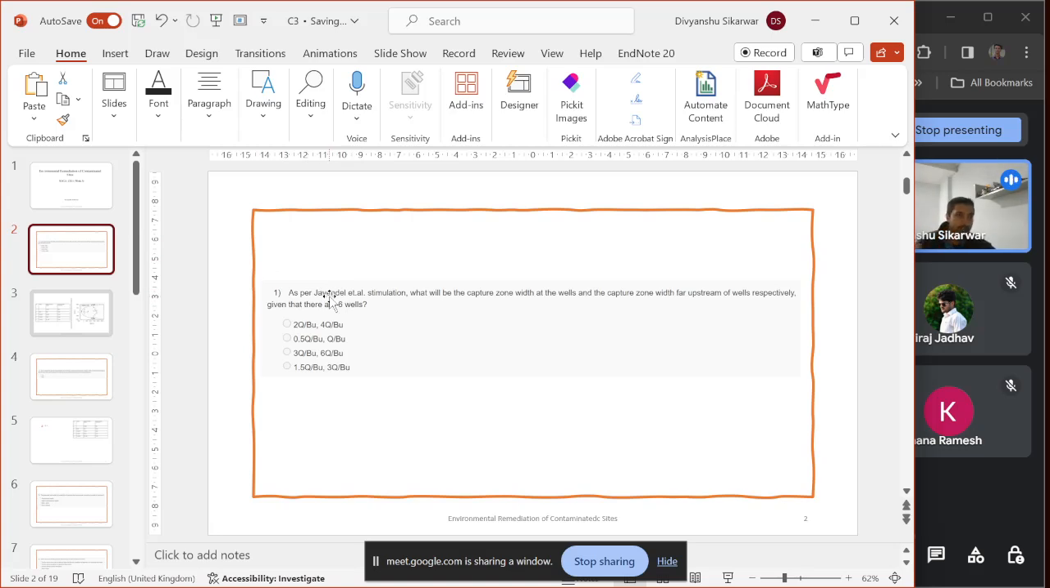Which was discussed in the class. Basically, it provides a simulation. So based on that, what will be the capture zone? If we put a well, how much will the capture zone be if we are putting 6 wells? This question is basically asking that.